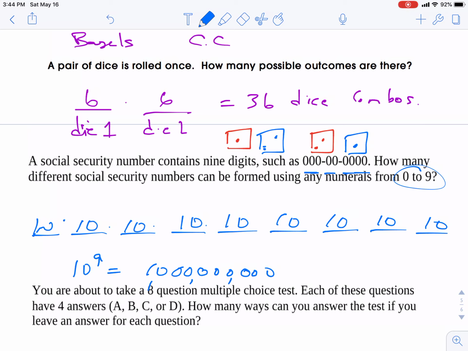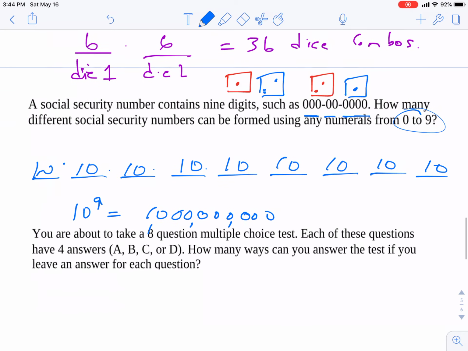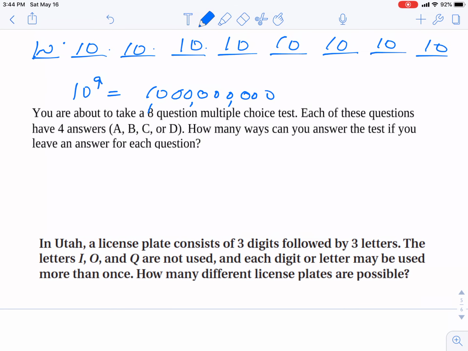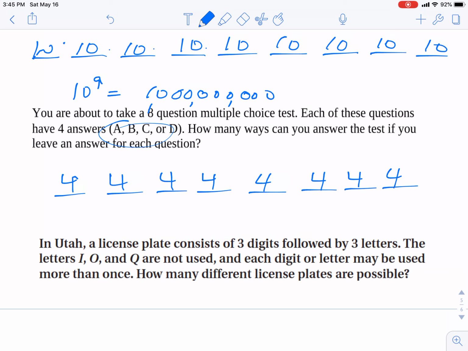Looks like a billion. Okay, you're about to take an 8-question multiple choice test. Each of these questions has 4 answers, A, B, C, and D. How many ways can you answer the test if you leave an answer for each question? So again, it's multiple choice, 8 questions. If you don't know the answer, you make a guess, so you're not going to leave any of them blank. So they have 8 questions, 4 choices apiece. Okay, and then this one is going to be 4 to the 8th power, which is going to give us a really big number.